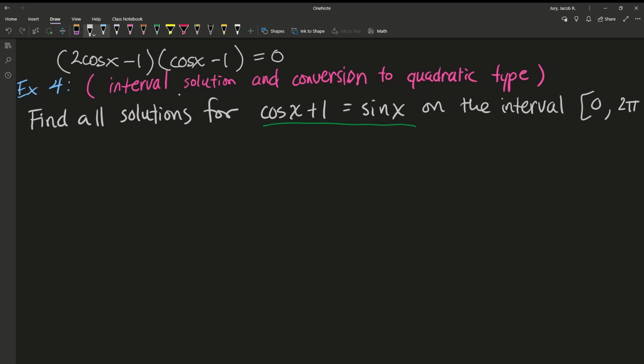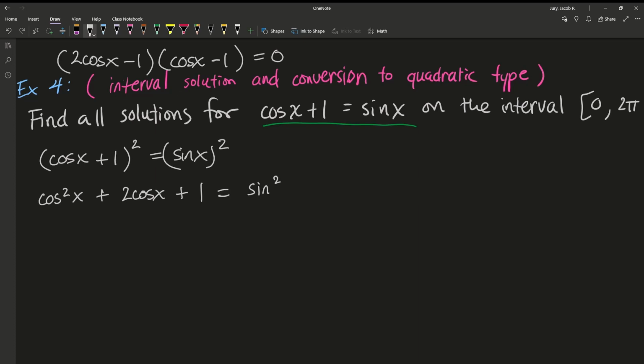So let's go ahead and square both sides. This is another trick, and you might be like, square both sides? What's going on with that? I want to do that so I can use trig identities to change sine and cosine into one or the other. So I'm squaring both sides. Alright, so I got cosine squared x plus, how do you square a binomial? I got 2 of the middle term, 2 cosine x, plus the last term squared, and that equals sine squared x.